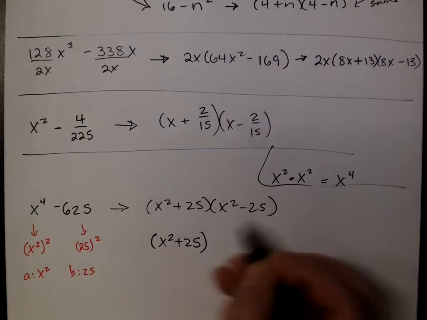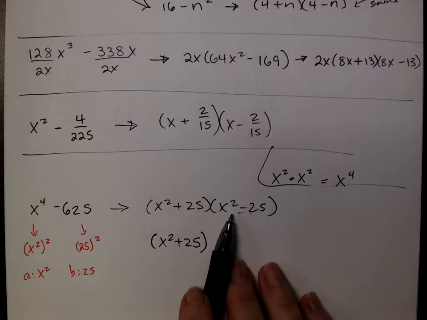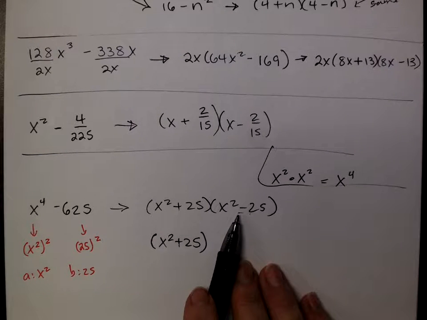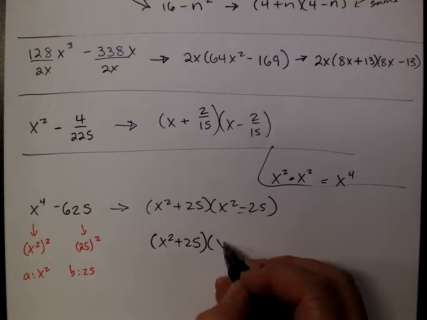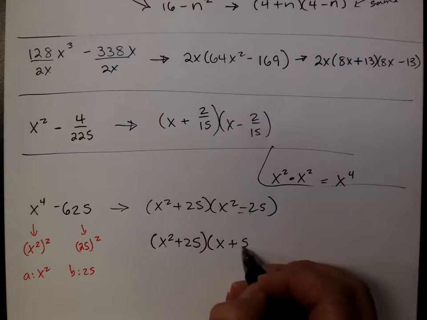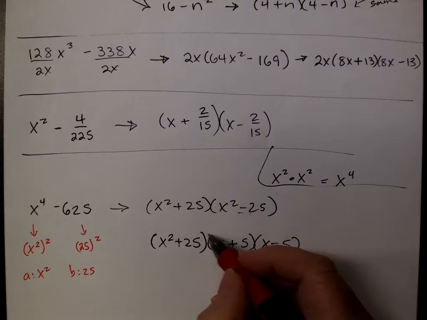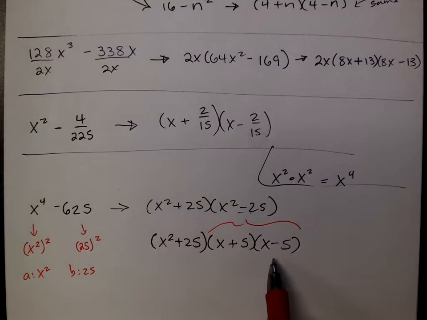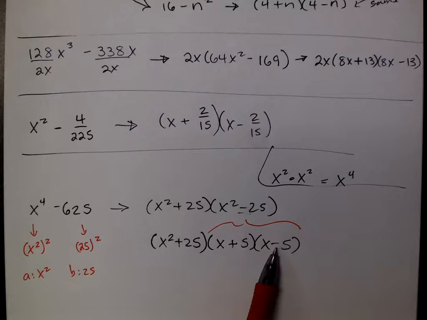So it's part of my answer, but what about this one? It can be factored; this is a difference of squares, so I can keep going. What's my a? x. And my b? 5. So x plus 5, x minus 5. That factor could be factored further, because it was not linear and it was not prime, so I could keep going.